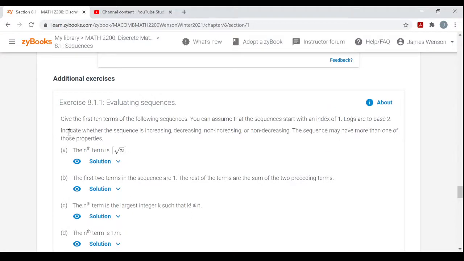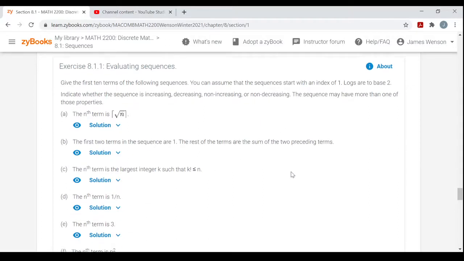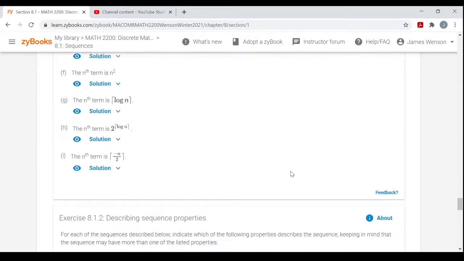Then after that, you indicate whether the sequence is increasing, decreasing, non-increasing, or non-decreasing. It may have more than one of those properties. Remember, if it's increasing, it's also non-decreasing, and if it's decreasing, it's also non-increasing. And if it's the same value all the time, it's both non-increasing and non-decreasing. So it could have more than one of those properties.